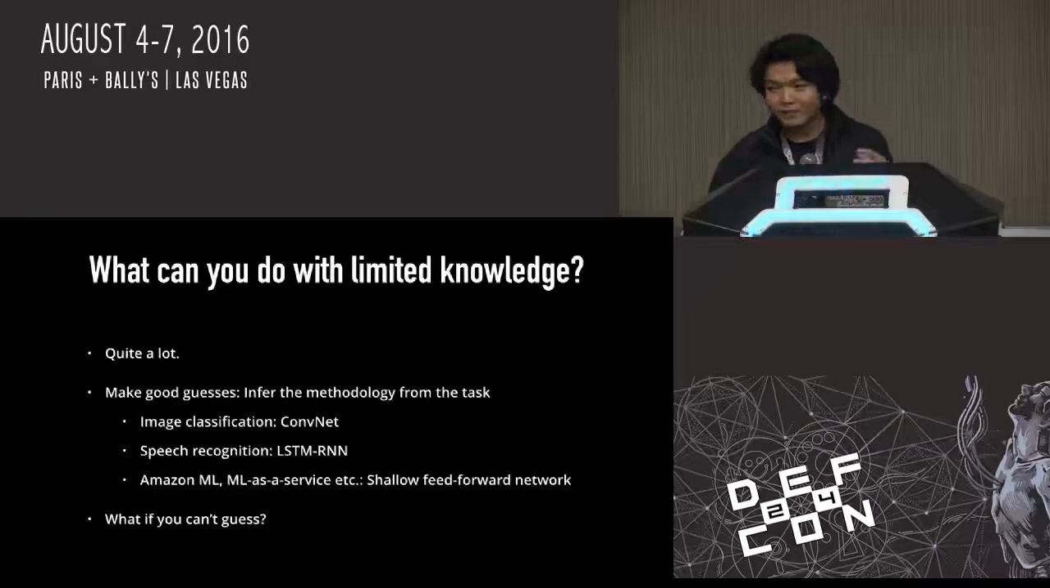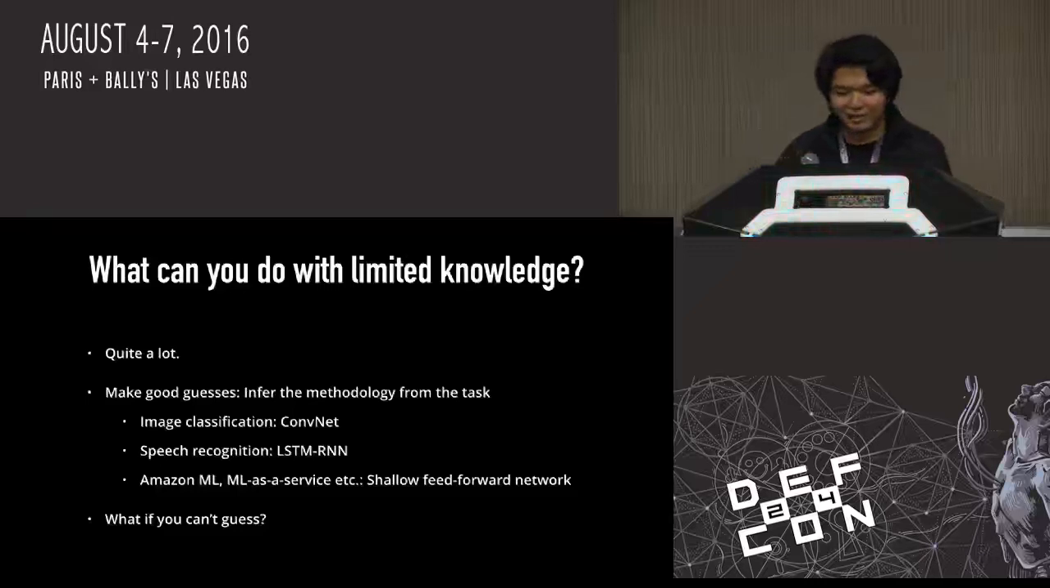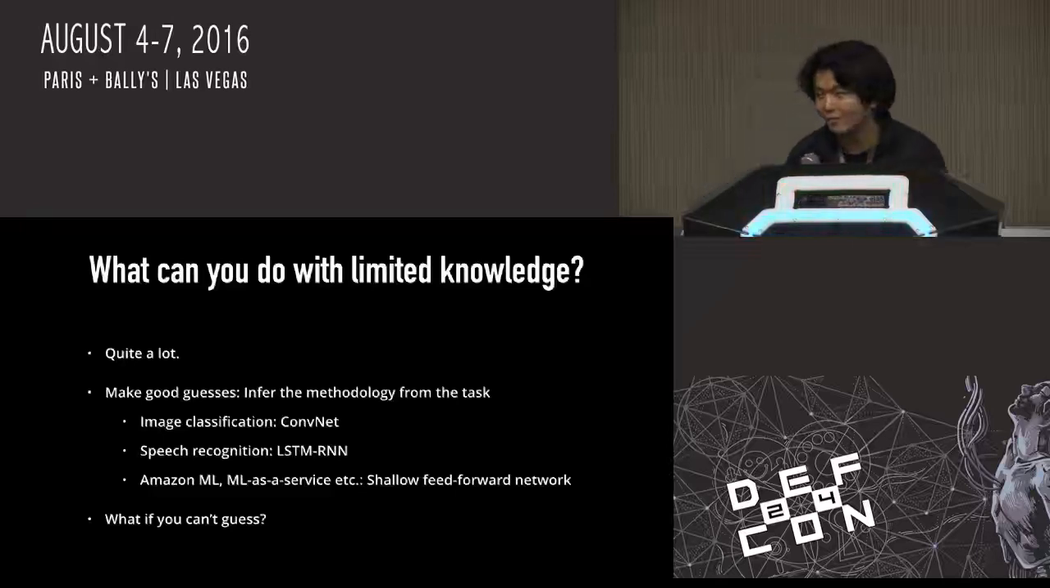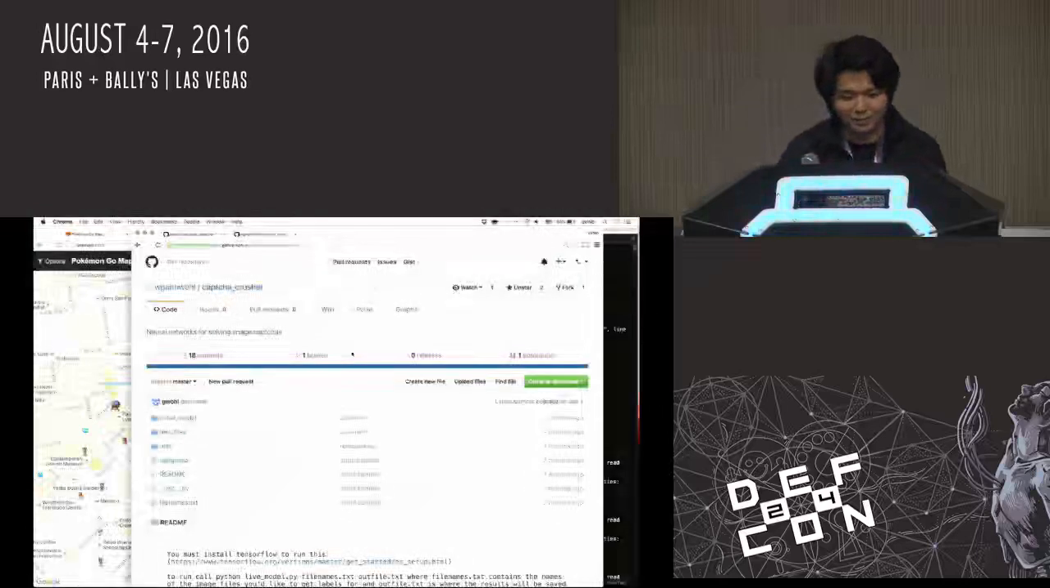For example, if it's image classification or digit recognition, you can use something like a convolutional neural net. For speech recognition, you use something like recurrent neural networks. And if it's general services like machine learning as a service, then you would use a shallow network, because these networks have to be easily generalizable. So what if you can't guess? Can you still do anything?